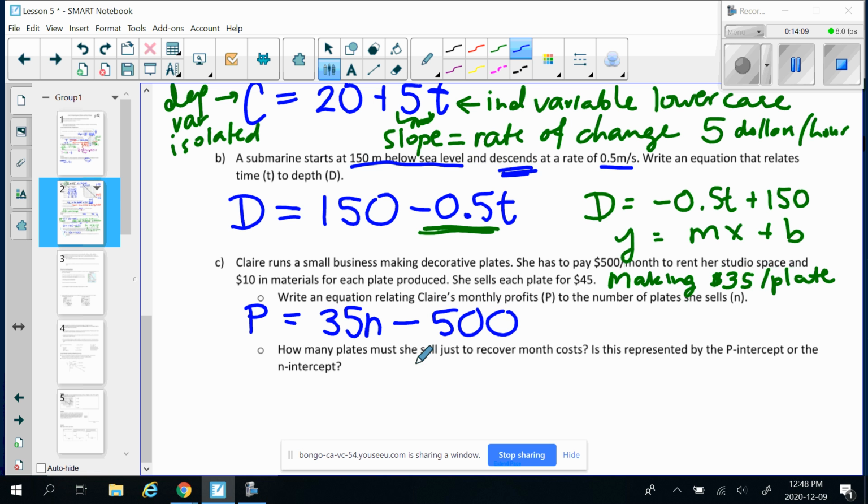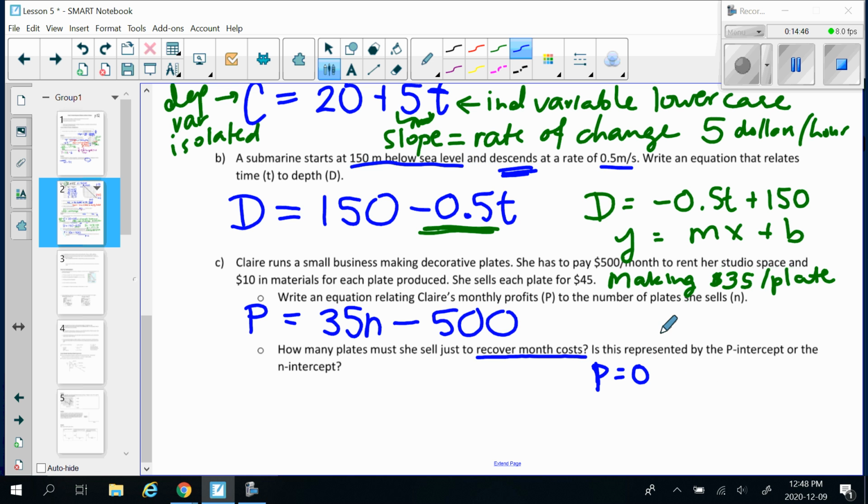And then, how many plates does she have to sell just to recover the month's costs? To recover the month's cost means that you're not actually making a profit. Recovering the month's cost means the profit equals 0. But remember, profit equals 0 is not the most terrible thing that could happen to you, because your profits could be in the negatives. If you didn't sell anything and you paid $500 for rent, then you are in debt. So profit equals 0 seems bad, but it's actually not that bad. And that's what breaking even actually means.